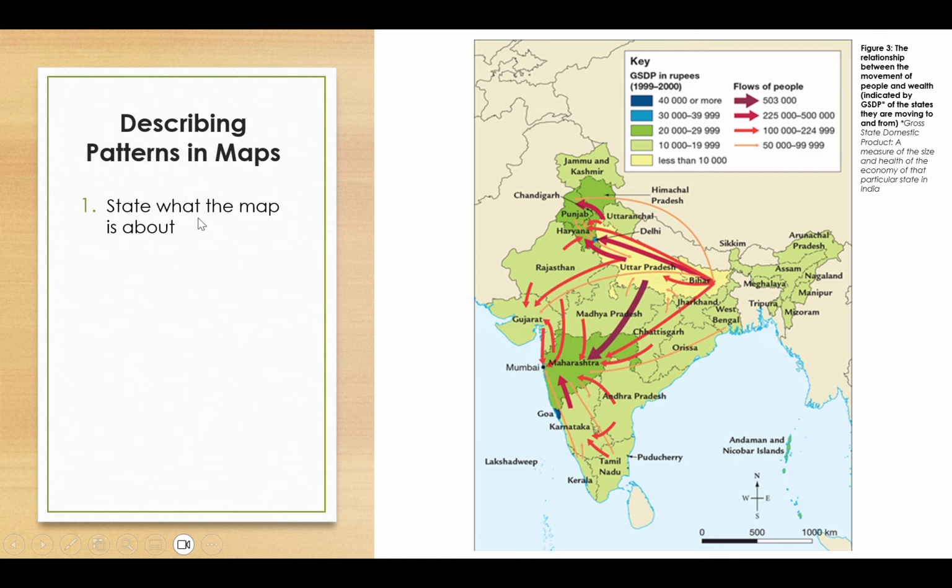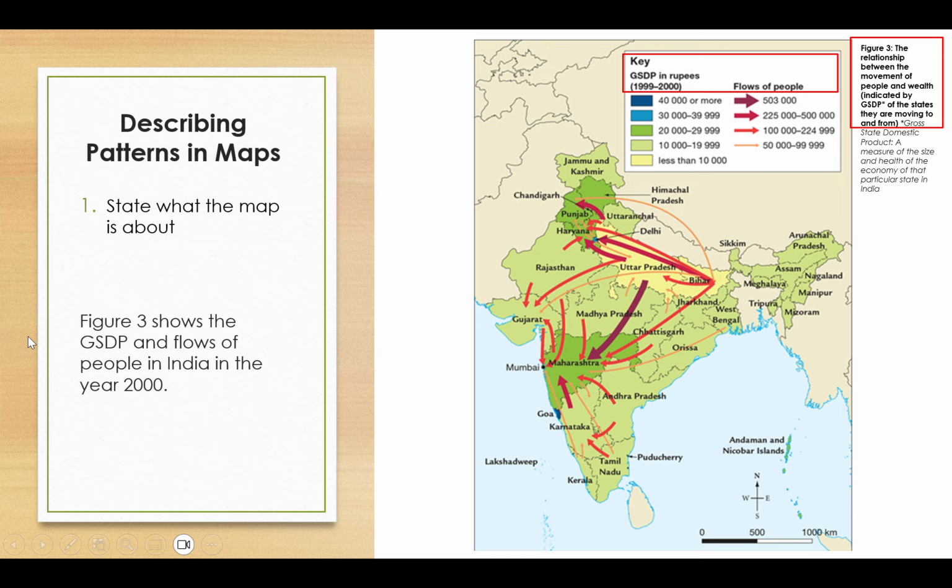So, step 1, state what the map is about. Looking at the key, or looking at this information here, I can write one sentence saying figure 3 shows the GSDP and flows of people in India in the year 2000, or 1999 to 2000. Very simple.